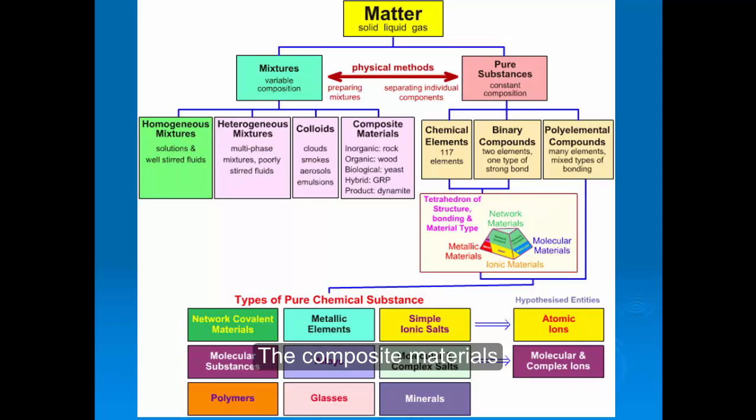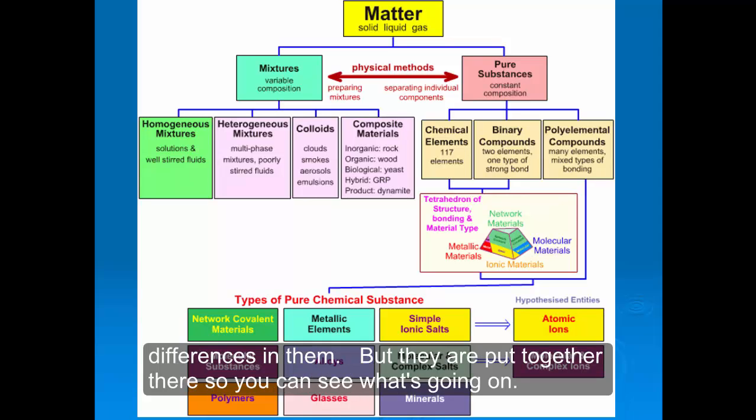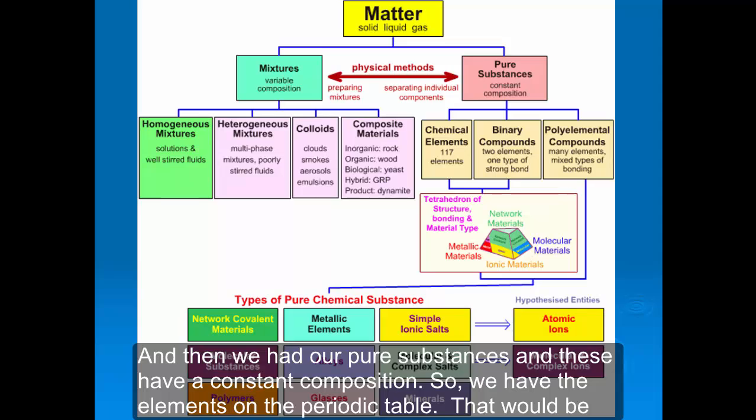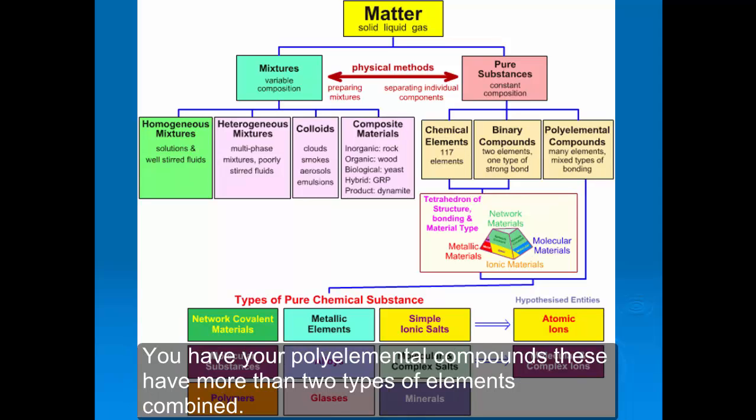The composite materials are things like rock, wood, yeast. These are things that you can see differences in them, but they're kind of put together so that you can see what's going on. And then we have our pure substances. These have a constant composition, so we have the elements on the periodic table. That would be pure. We have binary compounds, where you've got two types of elements combined in some ratios. You have your polyelemental compounds. These have more than two types of elements combined.